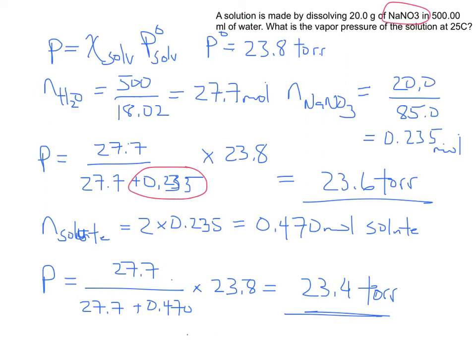So this isn't a huge difference, but when we get to other colligative properties like boiling point elevation and freezing point depression, we'll see that the fact that the solute, like sodium nitrate here, can dissociate is actually going to create a more noticeable adjustment to the colligative property. So it's not a big deal here with Raoult's Law, but it will be a bigger deal as I look at other colligative properties. All right, we'll pick those up in later videos.